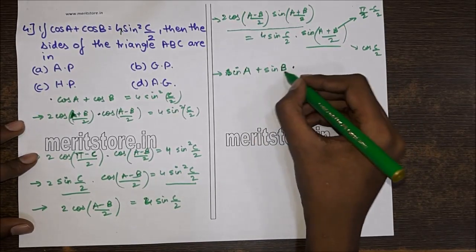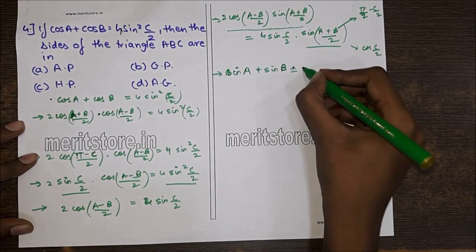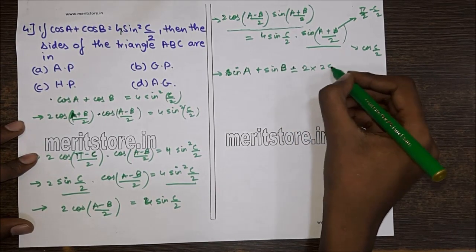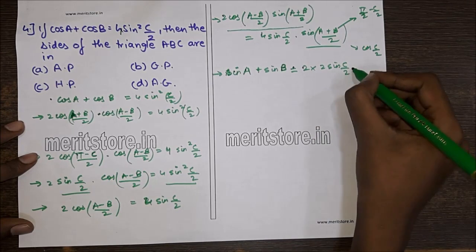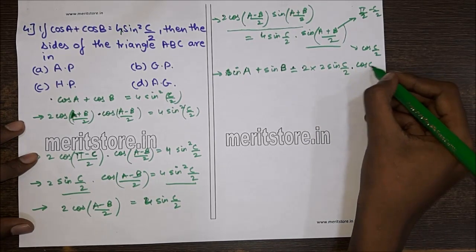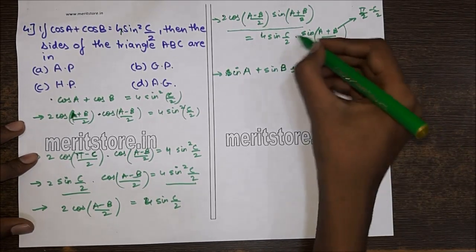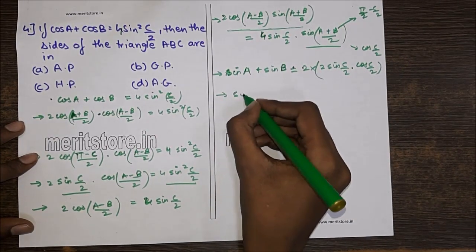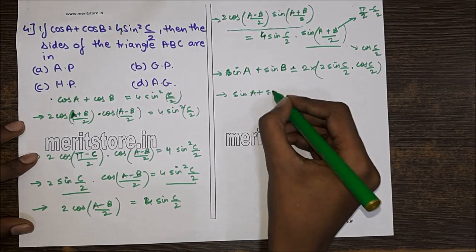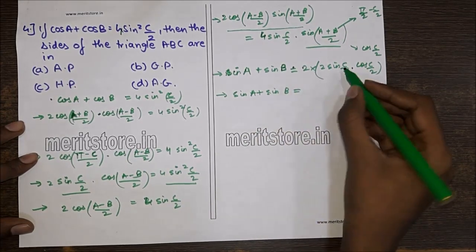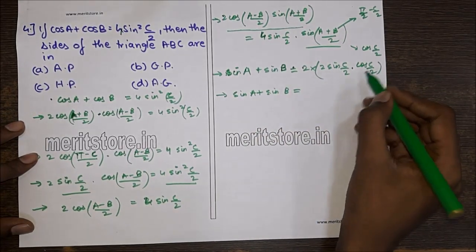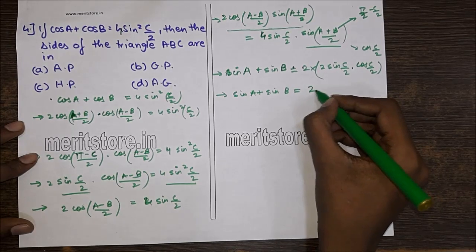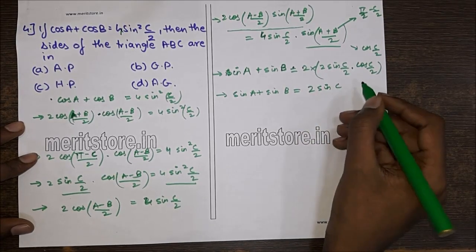Sin A plus sin B is equal to 2 into 2 sin C by 2 into cos C by 2, and we split the number 4 into 2 into 2. So sin A plus sin B is 2 sin C by 2 into cos C by 2, which is sin C, so 2 sin C.